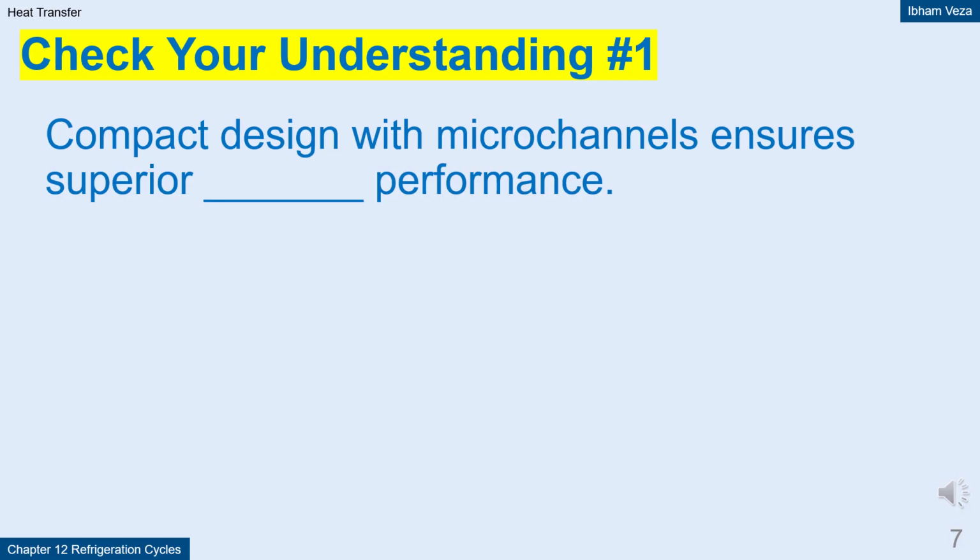Check your understanding. Number 1. This section serves as a short pause to check understanding of the previous concept. The question focuses on the relationship between compact design and heat transfer performance. The goal is to ensure students grasp the main message from the printed circuit heat exchanger example. Such evaluations help reinforce key concepts. After this, the discussion returns to the main material.